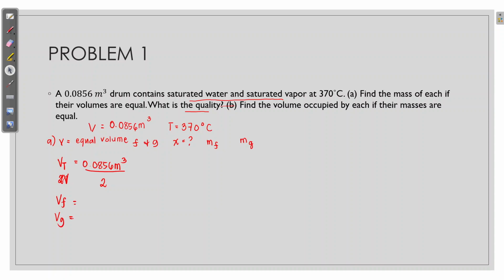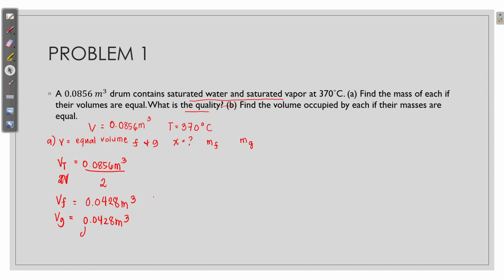Divide natin siya sa 2 para makuha natin yung VF at saka VG. So, ang VF natin is 0.0856 divided by 2. That is 0.0428 meter cube. Tsaka, of course, 0.0428 meter cube din for gas.